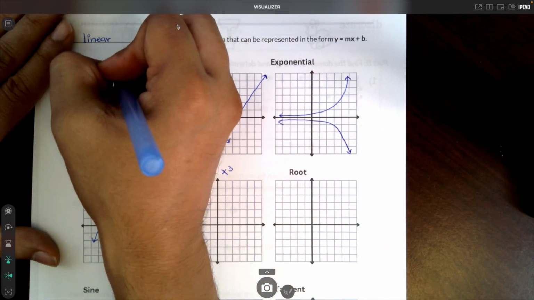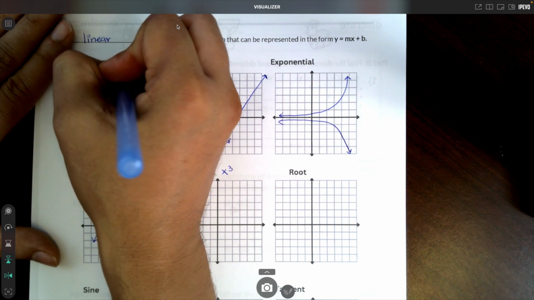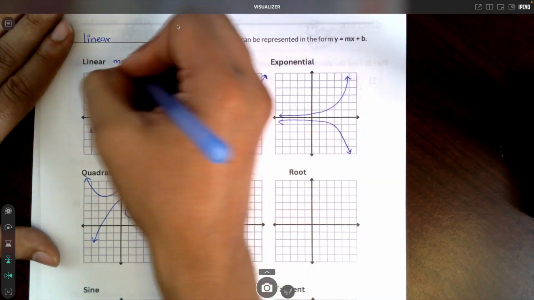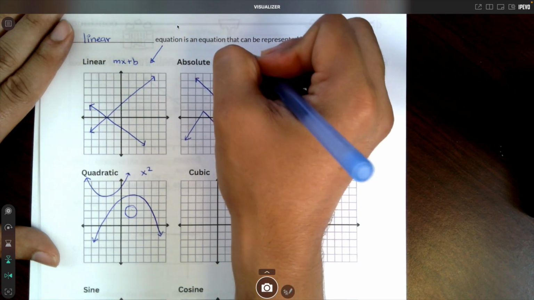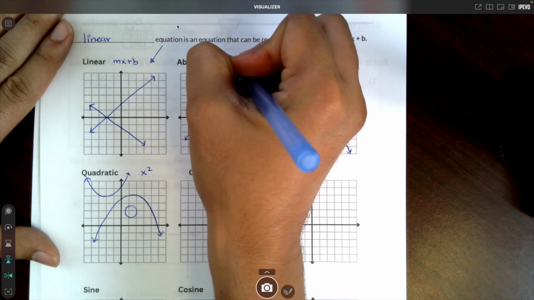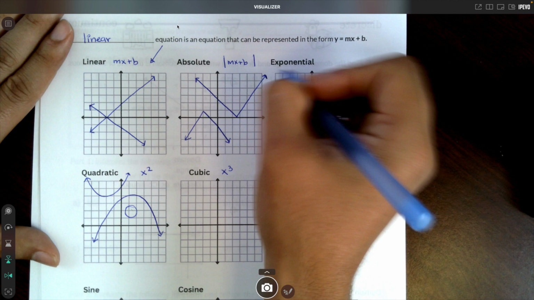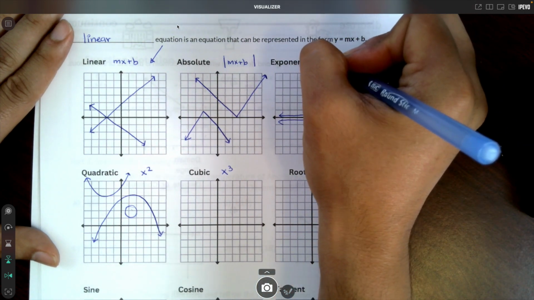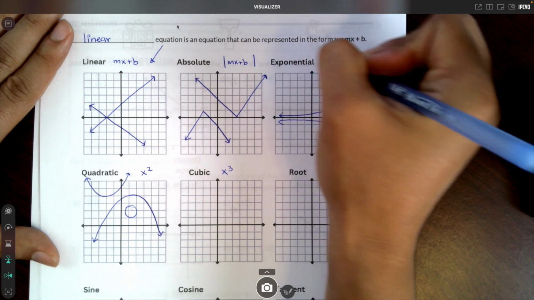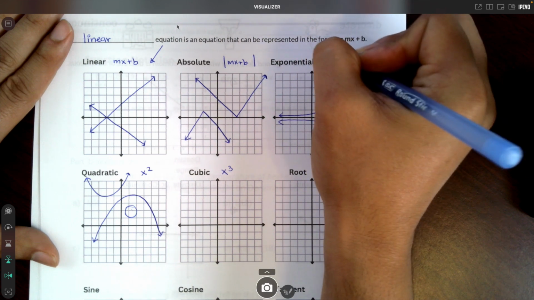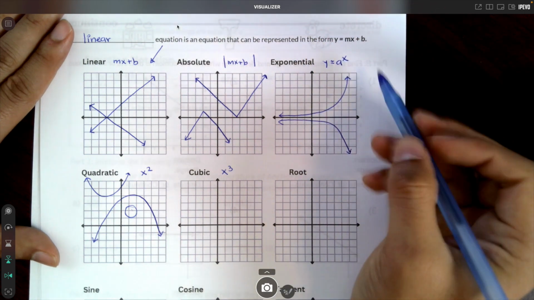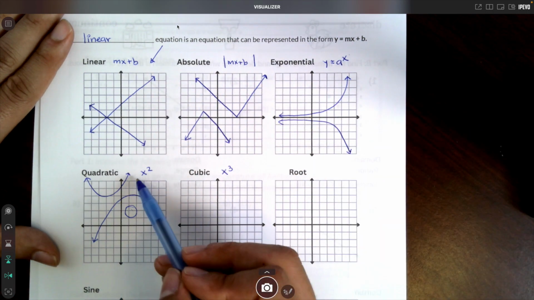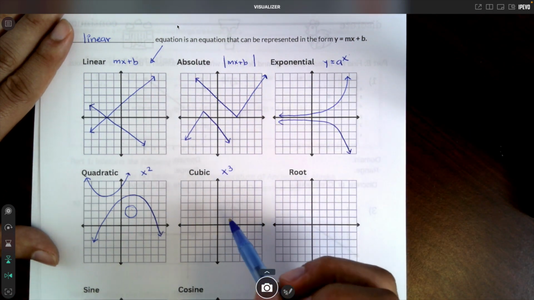Linear is mx plus b. Absolute value is the same thing as mx plus b, but it has absolute value bars. And then exponential is essentially a number to a power, so that the x is on top versus the x being on the bottom. See how this is on the bottom? See how that's on the bottom?